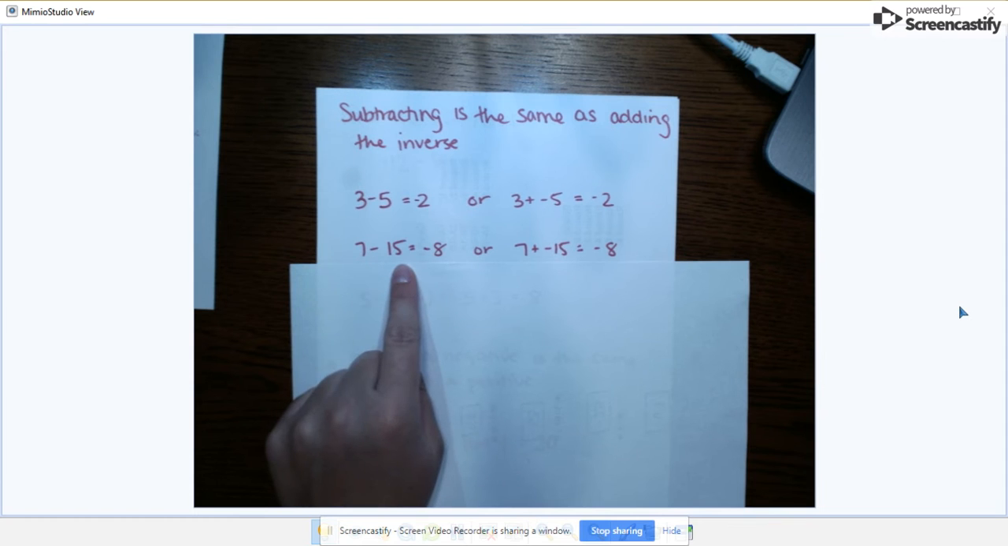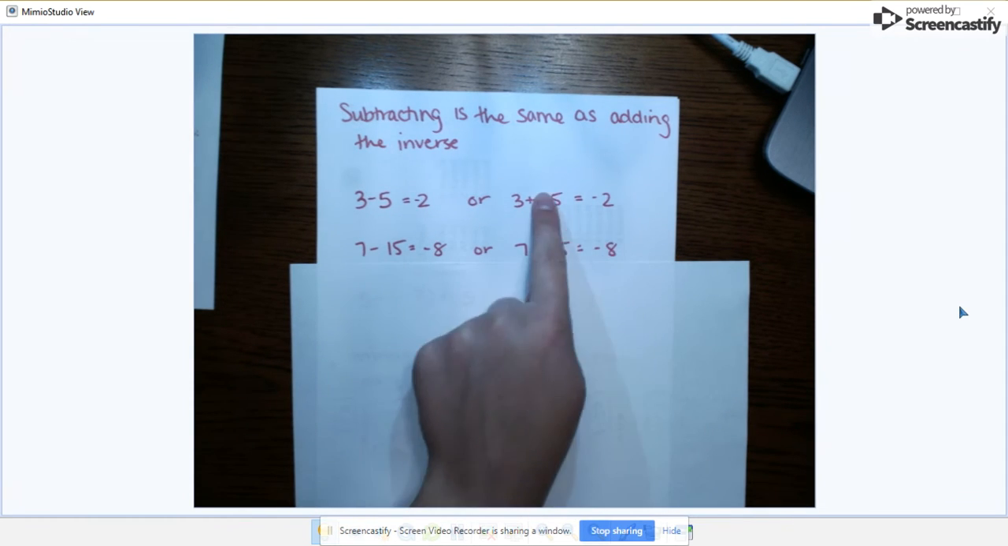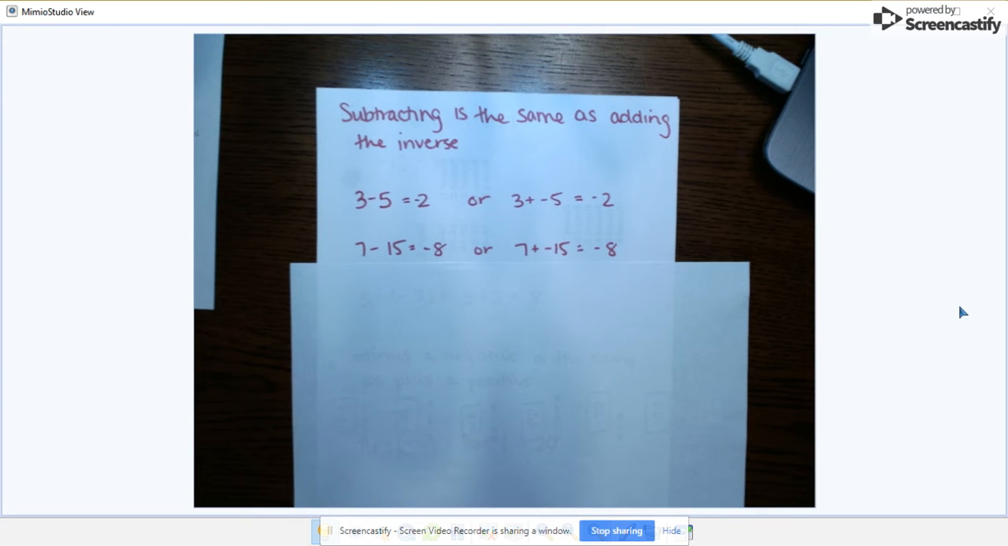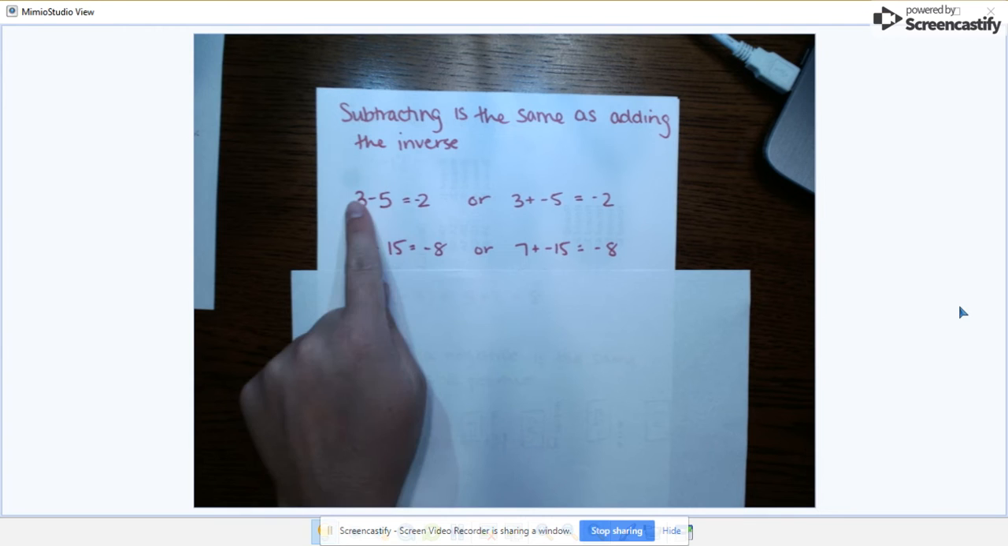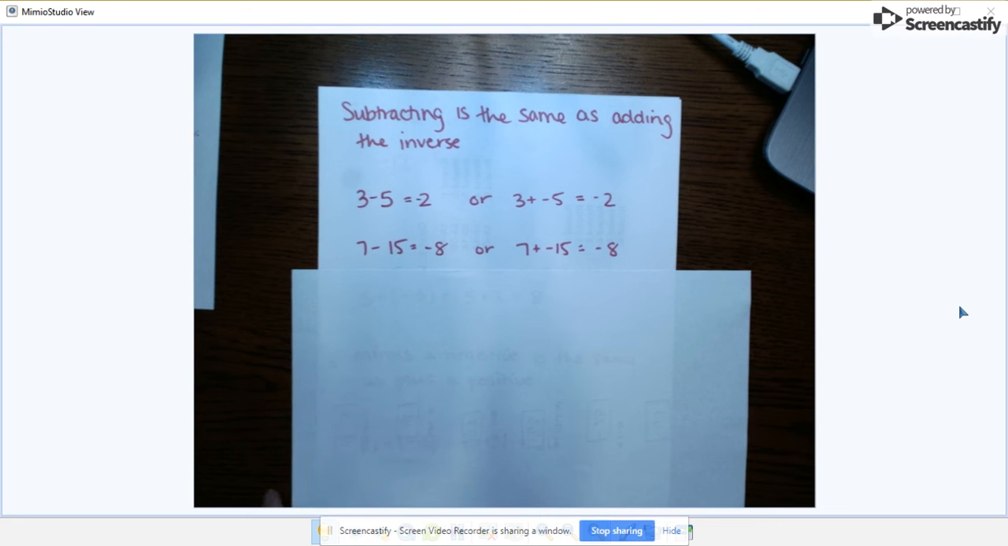7 minus 15 is the same as 7 plus negative 15. So if it's easier for you to write it this way, go ahead and you can think about it that way. Know that you'll get the same answer. Or if this is easier for you and something's written like this, know that you can take out that plus sign and get just a subtraction problem.